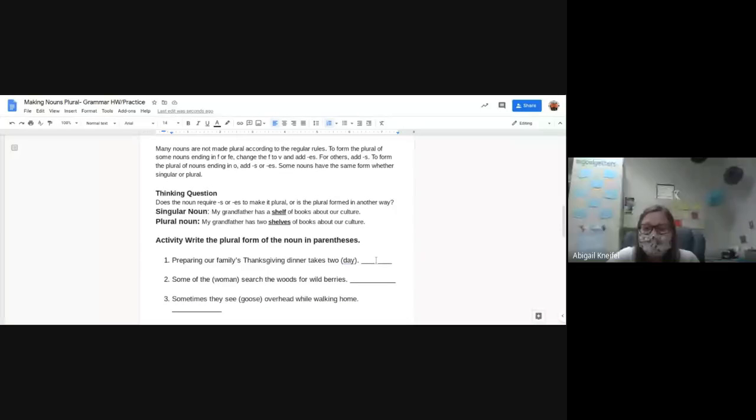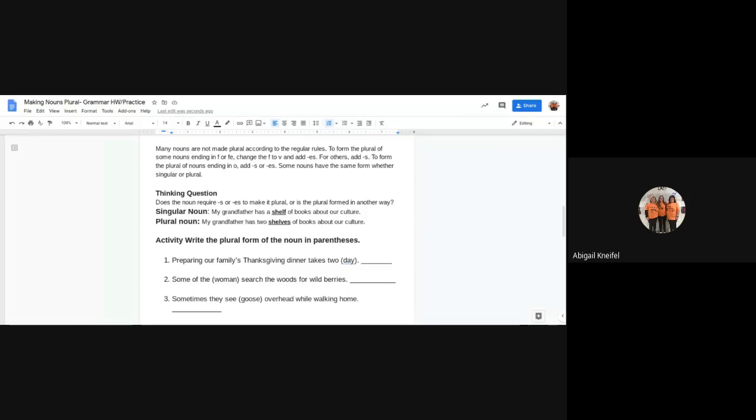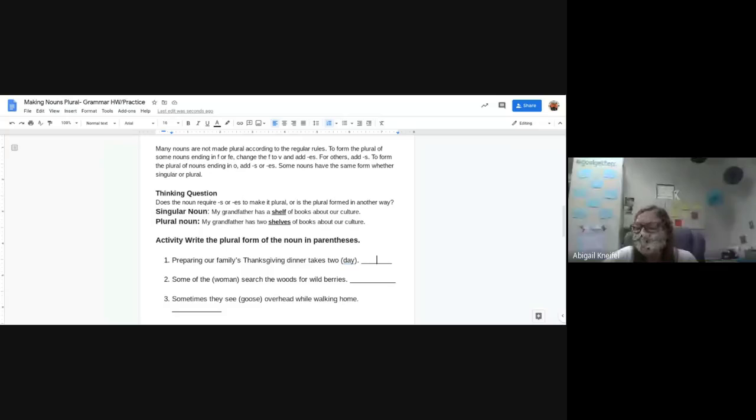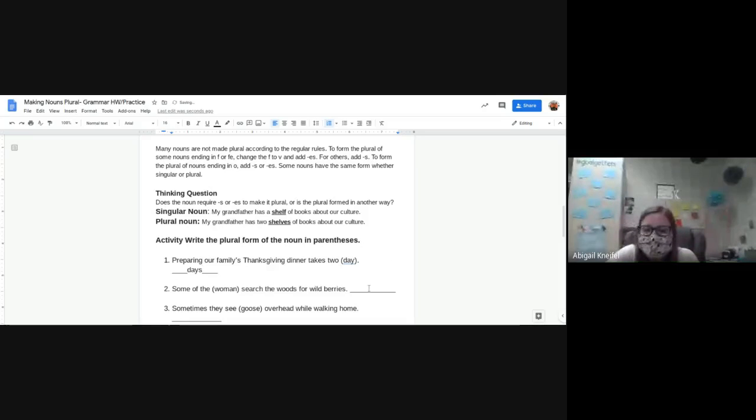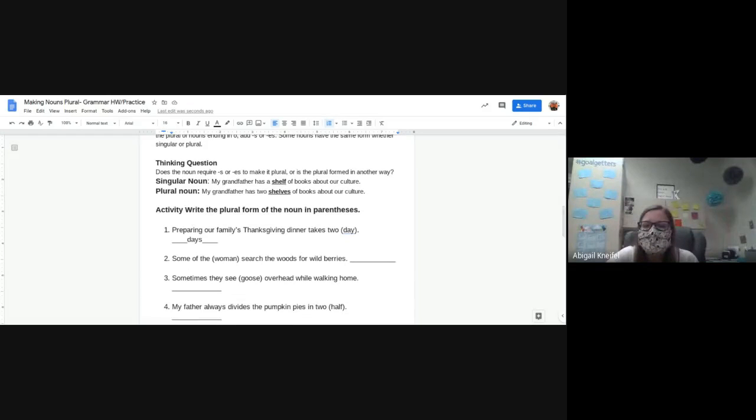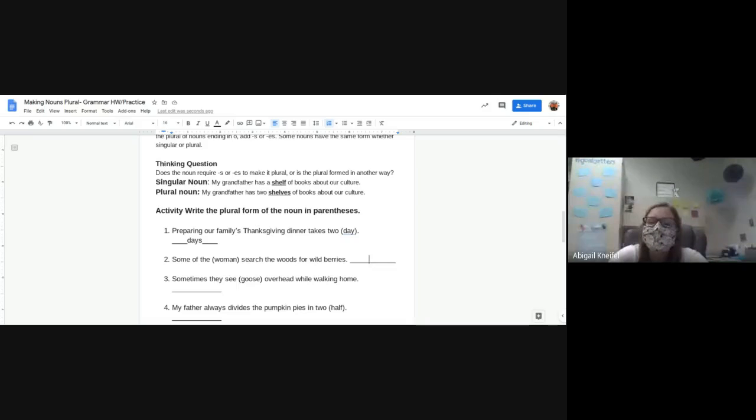So, this one is: preparing our family's Thanksgiving dinner takes 2 days. Days, we would never change to IES. That's what makes this one irregular. So what do I have to do to day to make it plural, Olive? Just add an S. It's irregular because normally with Y you change to IES, but not in this situation. So all you have to do is add an S. No craziness. Next one. Some of the women search the woods for wild berries. Instead of woman, it needs to be what? I just said the answer. Oops. What is it, Mr. Landon? Women. So it's E-N, not A-N.